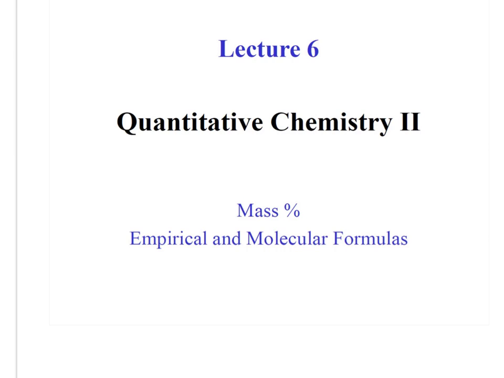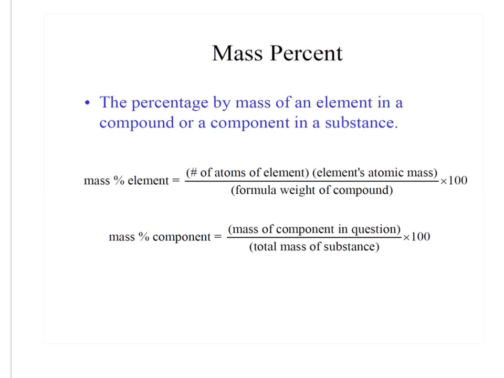All right, mass percent and empirical molecular formulas. So we looked at mass percent of an element in a compound in the first lecture. A component could be a compound or an element in a substance or mixture. You're not given this formula on the AP exam, so you need to know it. It's basically just like finding the percent of anything: the mass of that component that you're looking for over the total mass.